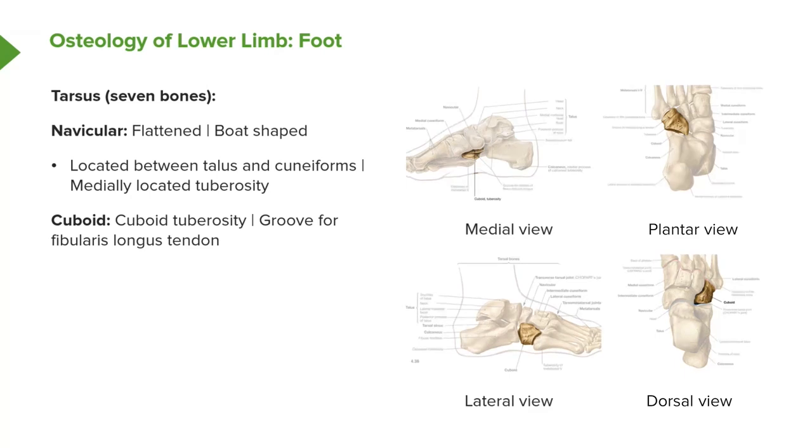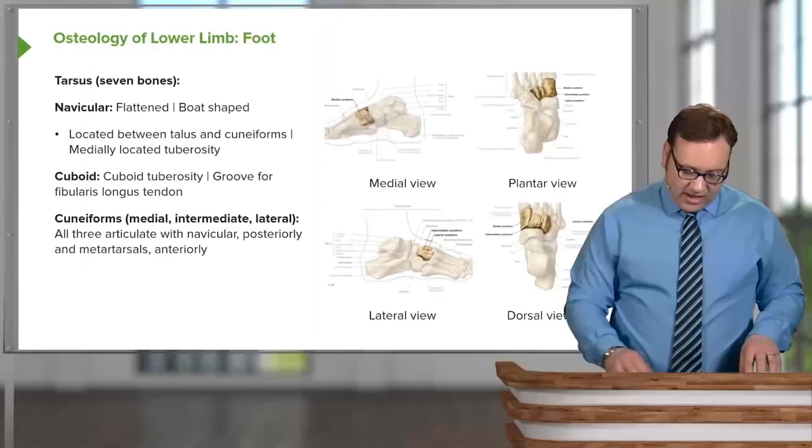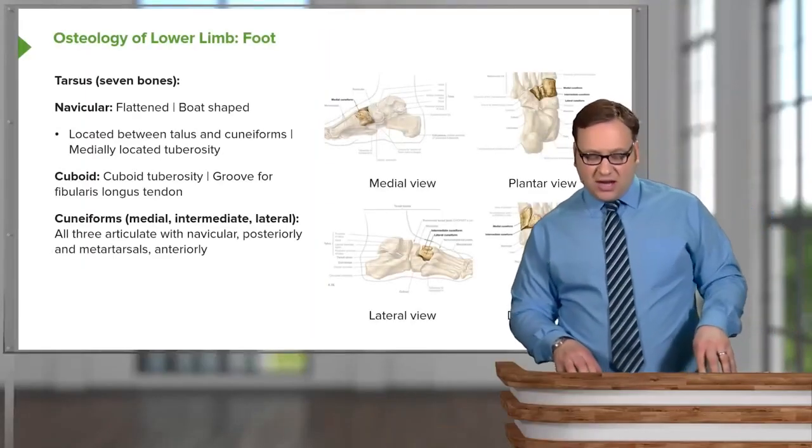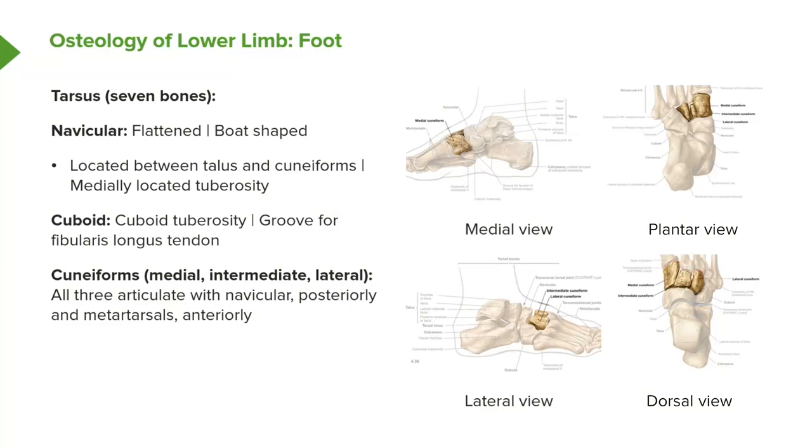The cuboid itself has a tuberosity, which we can again see on the plantar view, and it has a groove for the fibularis longus tendon, and we'll appreciate that when we look at the fibular muscles in a later lecture. If we now move to the cuneiforms, these form a row of bones that is directly anterior to the navicular. From medial to lateral, we have a medial, intermediate, and a lateral cuneiform.